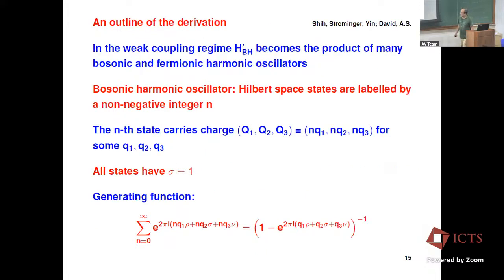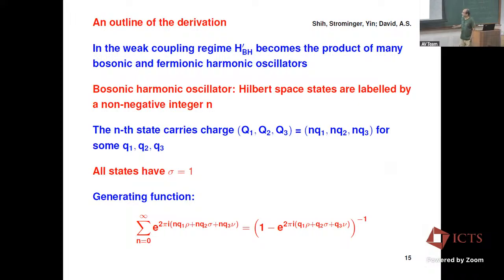Now let me give an outline of the derivation. I'll certainly not be able to give the full derivation, but let me just say how we arrive at this formula. That basically comes from counting. As I said, in the weak coupling regime, the weak coupling Hilbert space basically becomes the product of many bosonic and fermionic harmonic oscillators.